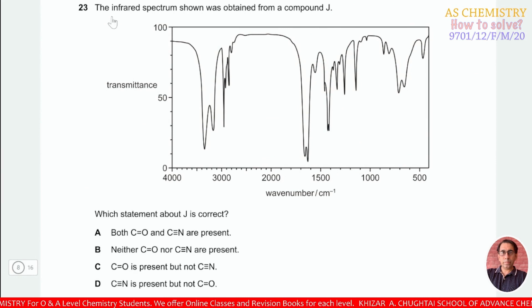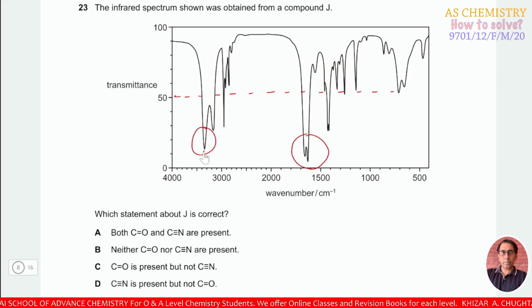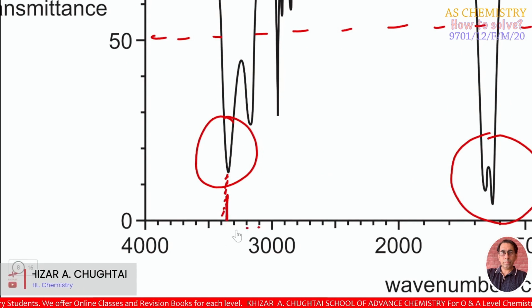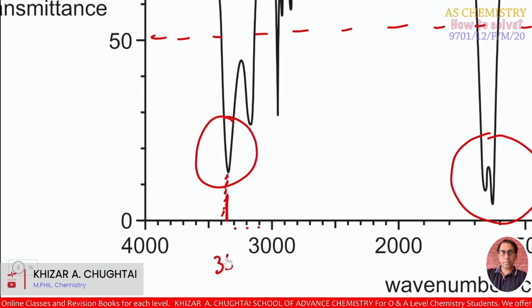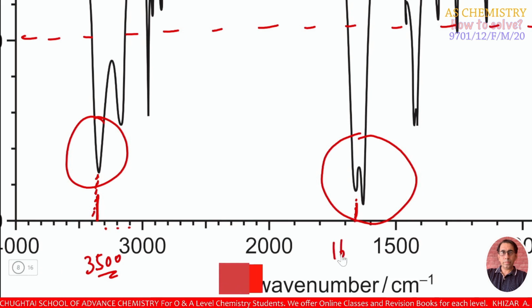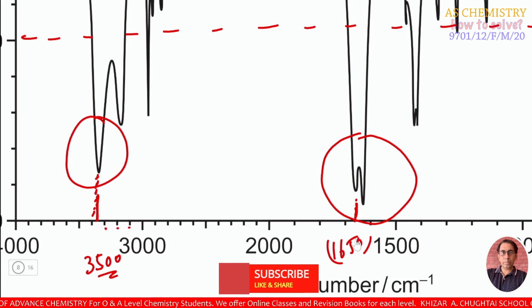Question number 23. The infrared spectrum shown was obtained from a compound J. This is a spectrum, and I'm going to divide this spectrum roughly into two parts. So there are basically 2 strong signals, number 1, number 2. Now this signal is in the proximity of roughly 3,500, and this one is closer to 1650 or something like that.